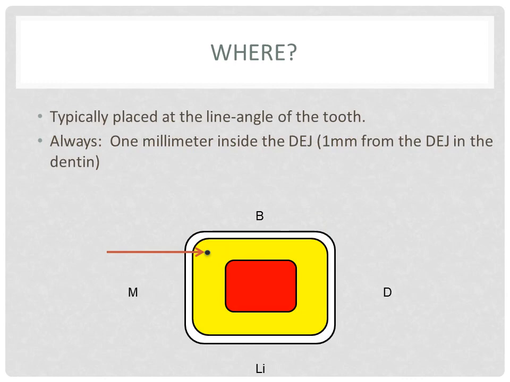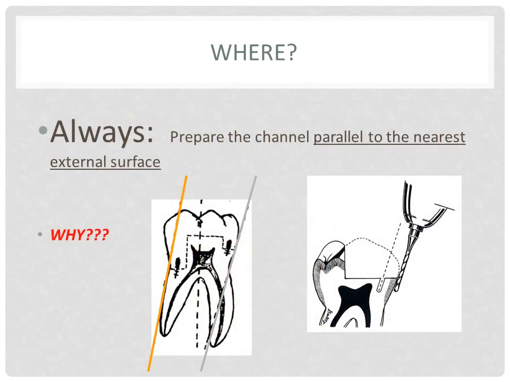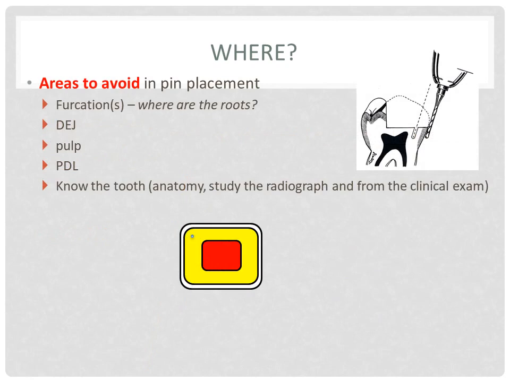We want to avoid the pulp and furcations. Another means of avoiding the pulp and the PDL is to place the pin parallel to the nearest external surface. We want to avoid the pulp, the DEJ, furcations and the PDL. Study the tooth and the radiograph of the tooth to know where these landmarks are located. Remember the anatomy. Where are the roots? Mandibular molars have 2 roots, mesial and distal, with 2 furcations, while maxillary molars have 3 roots, and 3 furcations.